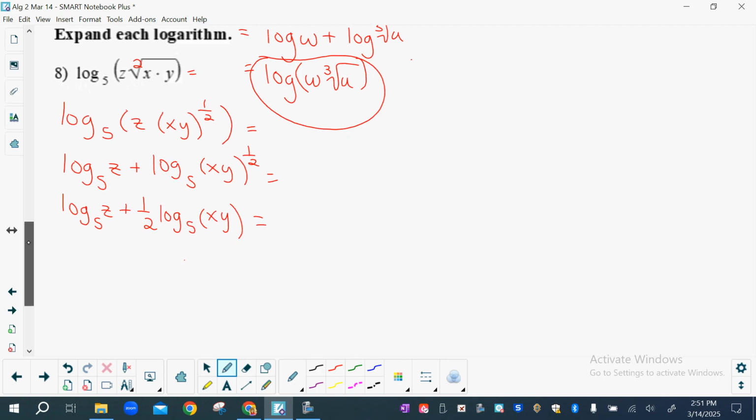Yes, this one has got a lot. We've got some multiplication here, so how do we rewrite that last one? That's good. Does the 1/2 apply to both the x and the y? Yeah, because it's in the front there. So it's the log base 5 of z plus 1/2 log base 5 of x. And then because it's multiplication, that becomes addition, plus 1/2 log base 5 of y.